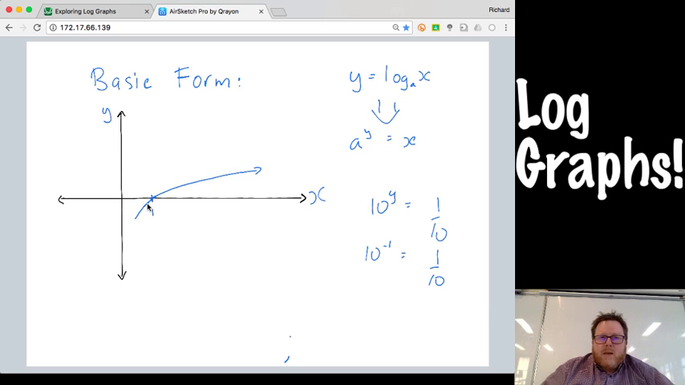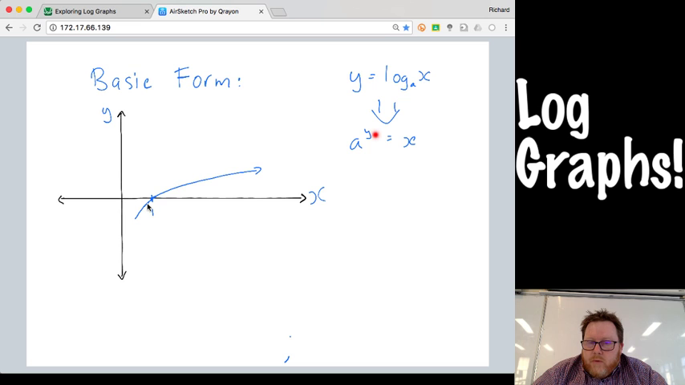Now, when is it going to cut through the y-axis? So let's think about that. It cuts through the y-axis when x is equal to 0. Now, we need to work out what the log of 0 is. Log base a of 0. But if we think about it, if a is raised to any number whatsoever, the result is never 0, is it? Unless a is 0.